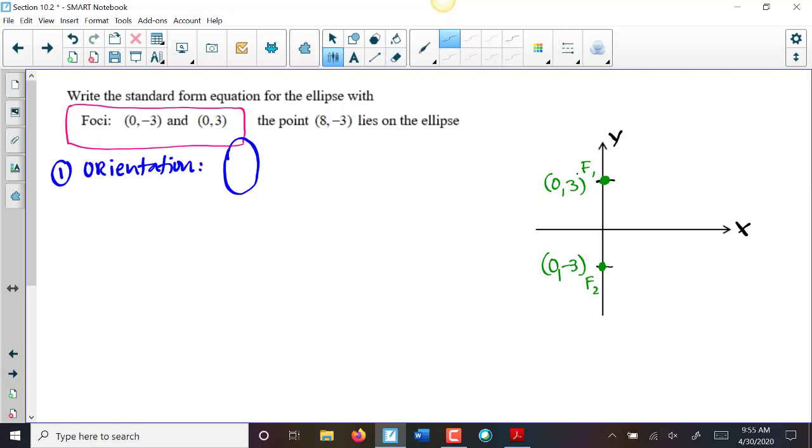Okay, the other thing it tells me, or two other things it tells me, is that the center is at the origin, because the center is always the midpoint between the foci. So here, my center point is 0, 0. So that's the second thing it tells me.